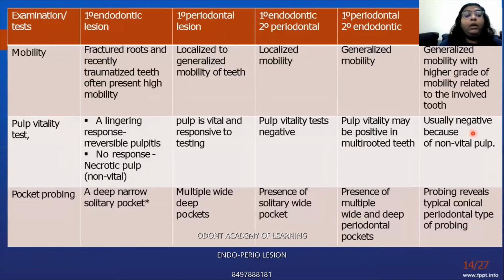Now coming to the pulp vitality test, as I spoke before about the vitality, I'll explain in detail now. In the pulp vitality test, there will be a lingering response in the case of a primary endo lesion. Lingering response means irreversible pulpitis.